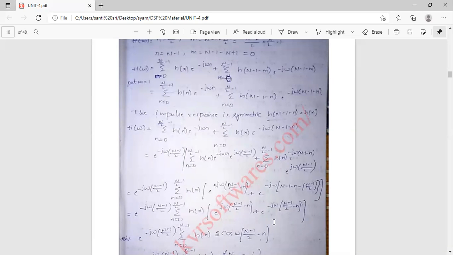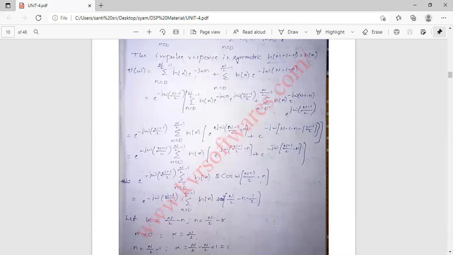Okay, so that is equal to e power minus j omega (N minus 1)/2 into sigma n equal to 0 to N/2 minus 1 of h(n) into, this is nothing but e power j theta plus e power minus j theta, that is 2 cos omega ((N minus 1)/2 minus n). Okay, so it is e power minus j omega (N minus 1)/2 into sigma n equal to 0 to N/2 minus 1 of h(n) into 2 cos omega ((N minus 1)/2 minus n). Let k equal to N/2 minus n.